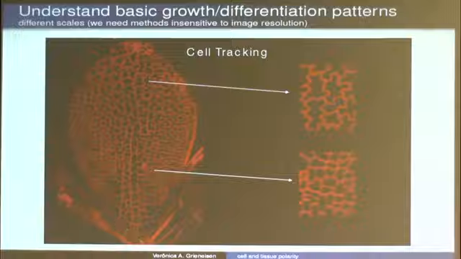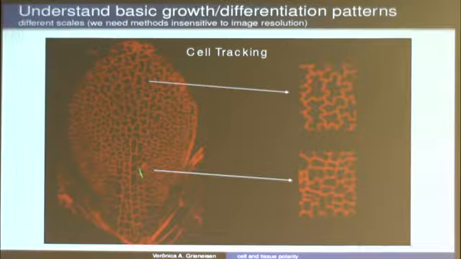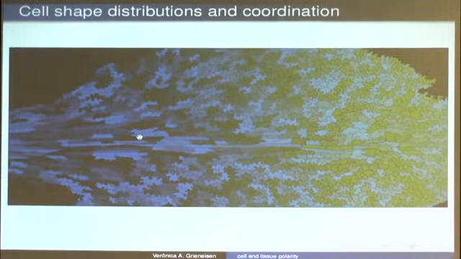Another thing I would like you to appreciate in this picture is that the scales are very different. These cells can, in afros, be like 50 times bigger than the cells down here. So we really have to have a method which is not size dependent, which works just on the shape level.